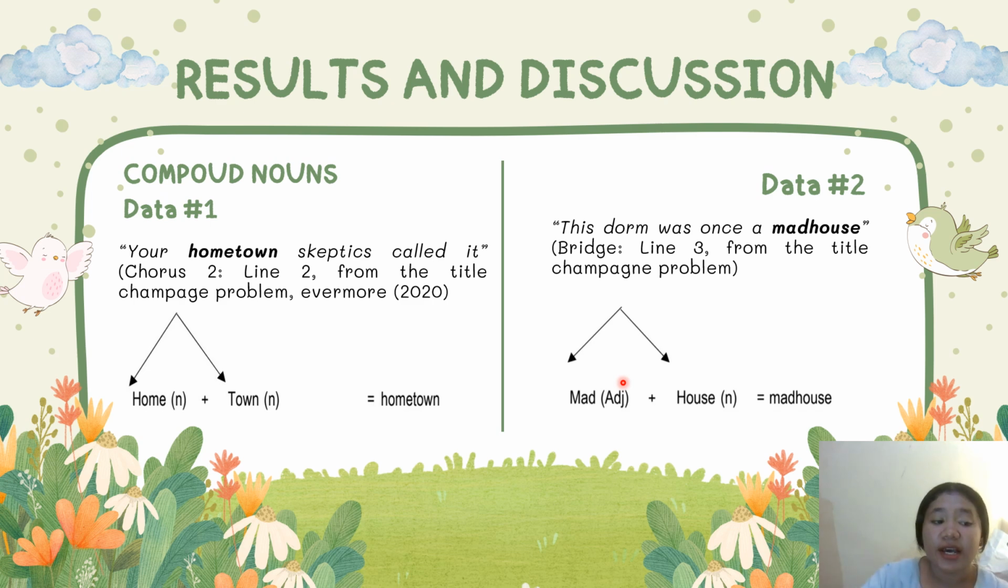Mad, that belongs to lexical category of adjective, is a free morpheme, and same goes with house. House, that belongs to the lexical category of noun, is also a free morpheme. Both become a new word that generates madhouse, which is also included in the lexical category of noun. The meaning of madhouse is a hospital for the treatment of people with mental illness.